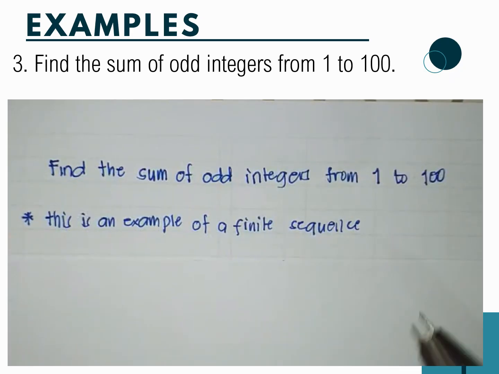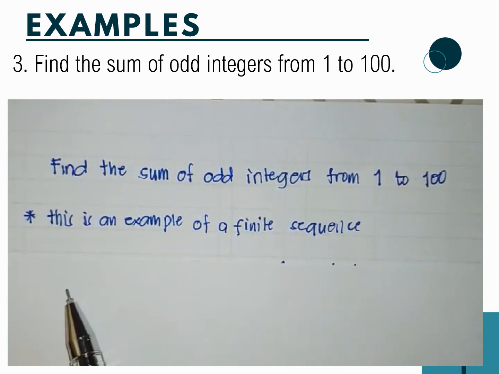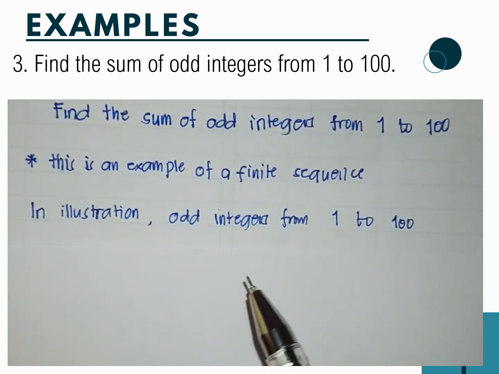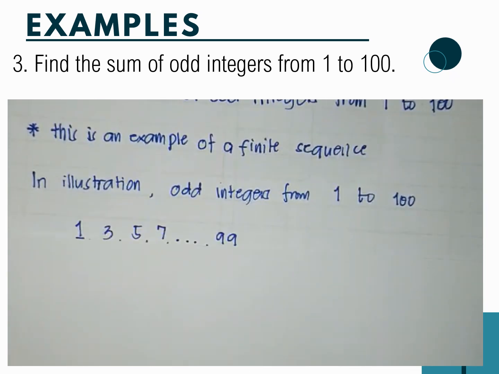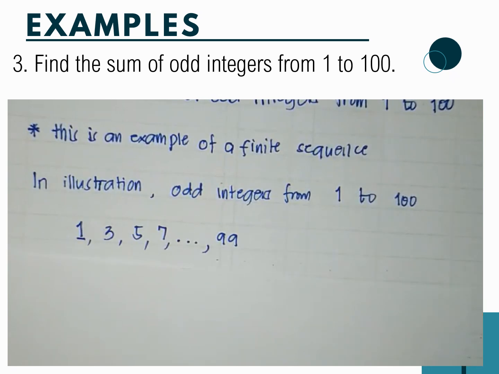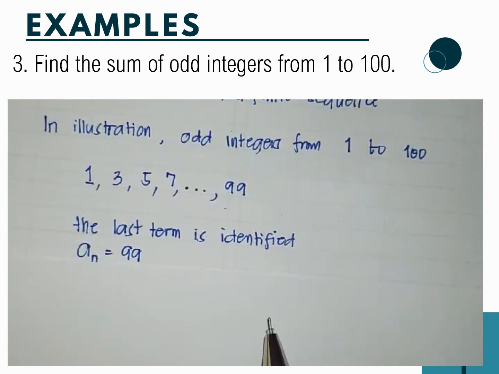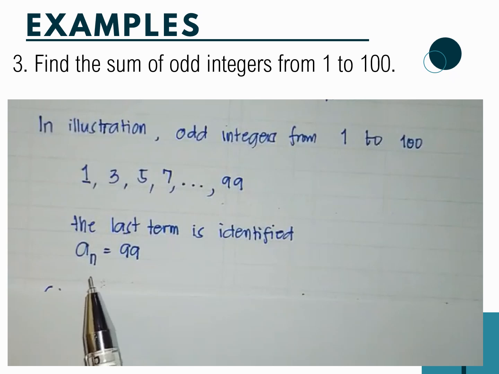We are to find the sum of the odd integers from 1 to 100. This is an example of a finite sequence. In illustration, the odd numbers from 1 to 100 will be 1, 3, 5, 7, until 99. Let us identify. The last term here is 99. This will be our a sub n.